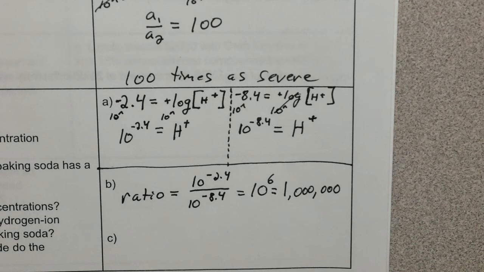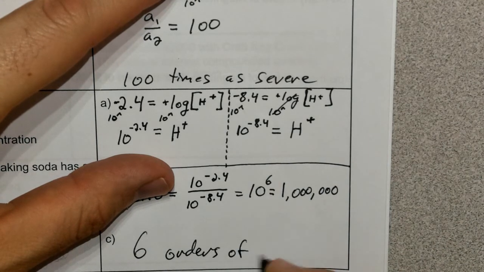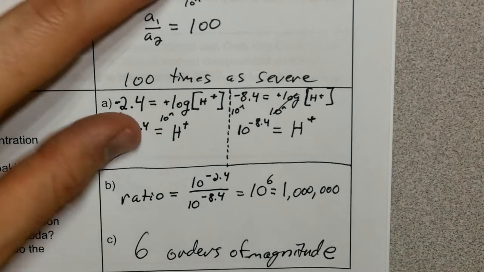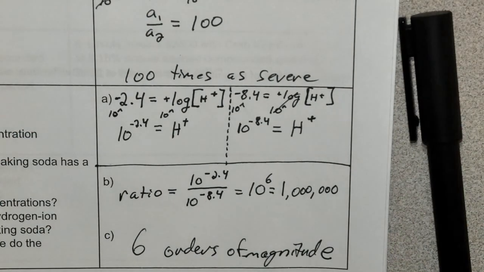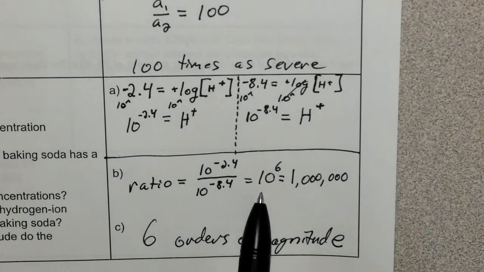All right, how many orders of magnitude is that then? 6. Six orders of magnitude. All right, that's it. Oh, no, it's not it. What about the back? Okay, questions on this one?